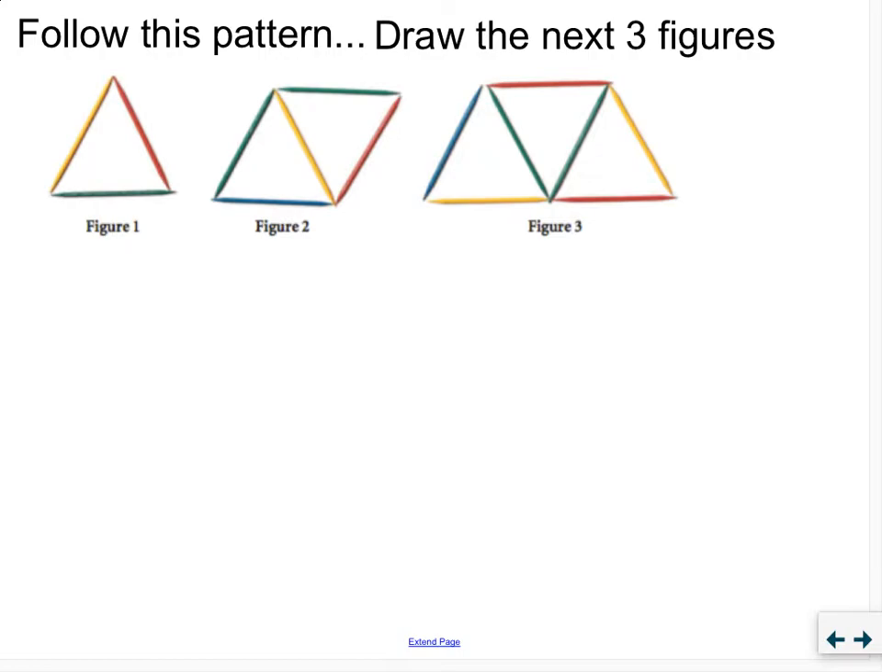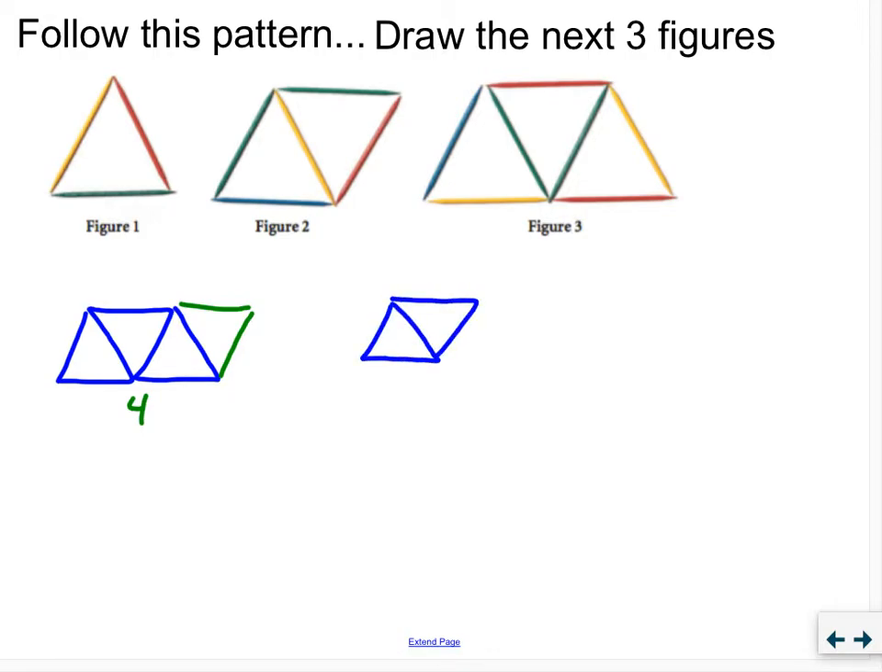Okay, so I'm going to start with what figure 3 looked like. It looked something like that. And then to add on to it, I'm going to need to put another triangle. So I'm going to build that side there and that side there. So it looks like that's going to be figure 4. Now if I take figure 4, which looked like this, and then add onto it again to build figure 5, I might do something like that.